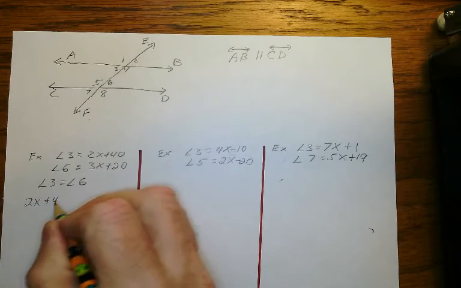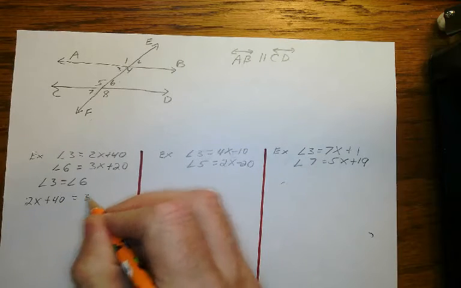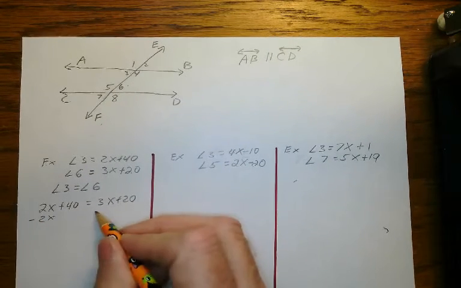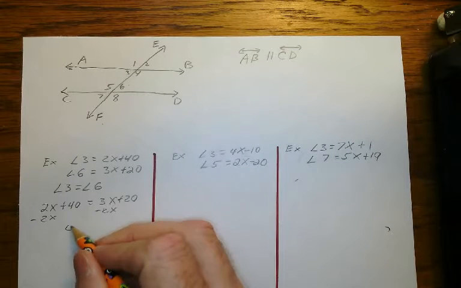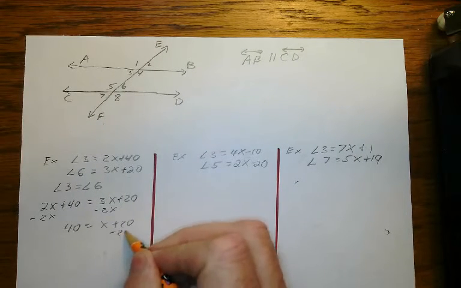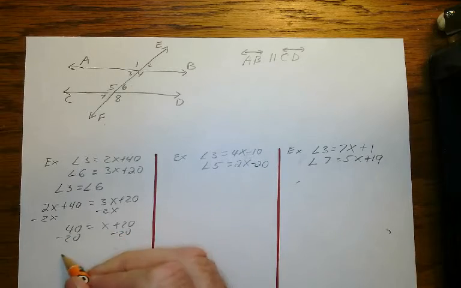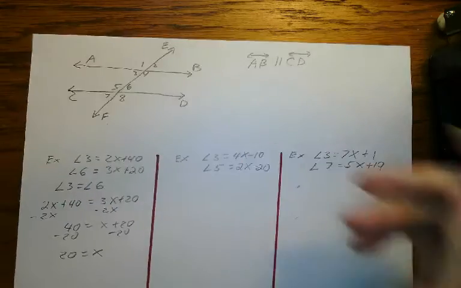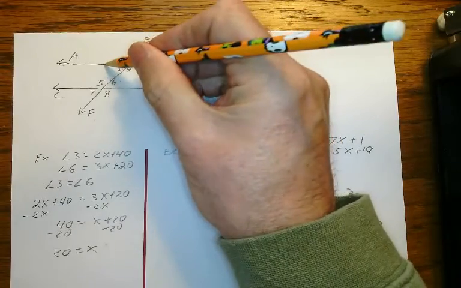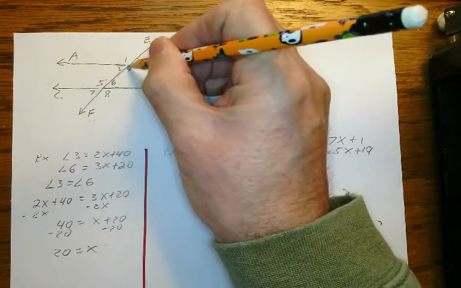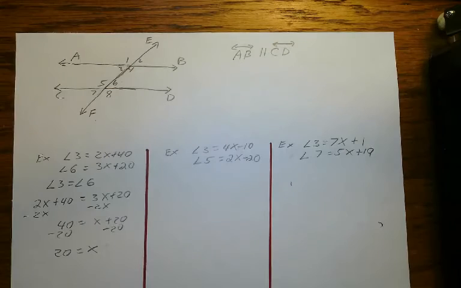2x plus 40 equals 3x plus 20. Let's start by subtracting 2x from each side, the smaller variable. 40 equals x plus 20. Subtract 20, and you get an answer of 20 equals x. If you also recall, 3 and 6 kind of make the letter Z. And if they make the letter Z, then they're alternate interior angles and equal.